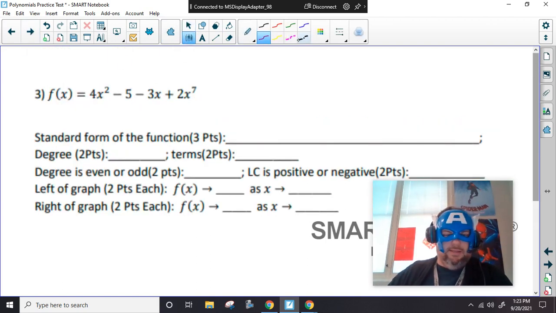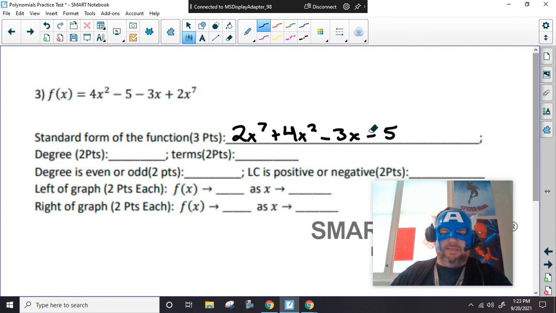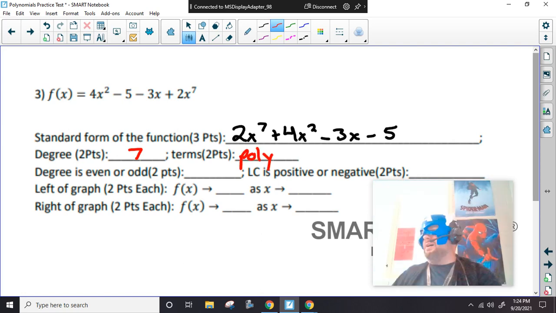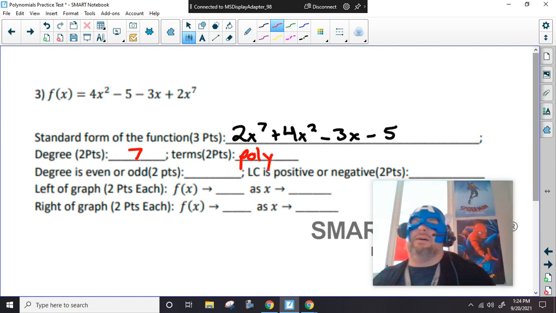Okay. All right. Number 3. Standard form. This would be 2x to the 7th. I don't put the f of x. You don't have to put the f of x there. There's no reason. Now, other math teachers will probably say you would need to do that. You're spoiling your students. I'm like, that's why my students love me. Now, the degree is 7. Number of terms, there's more than 3. Poly. Poly means many.